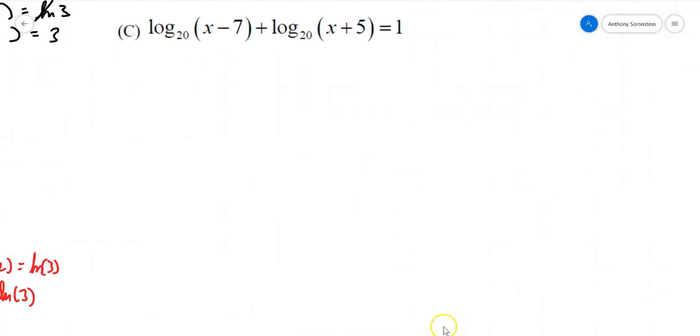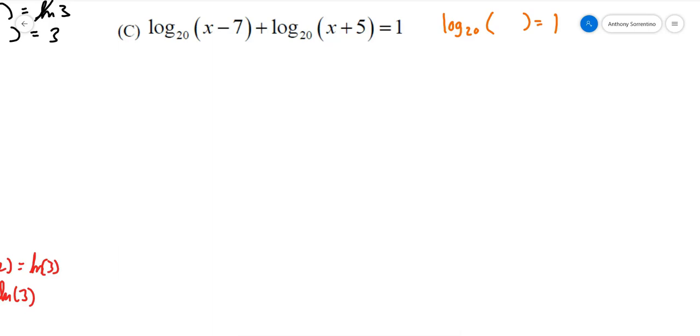A little bit more problematic. I don't have any logarithmic statement on the right-hand side, so I just can't drop out logarithms in any sort of way with this problem the way it is. I have stuff with logarithms on one side equaling a number. Now, if I had the log base 20 of just one quantity equaling 1, I could handle that just fine. I could rewrite this as an exponential equation and then go from there to solve it. I don't have that though.